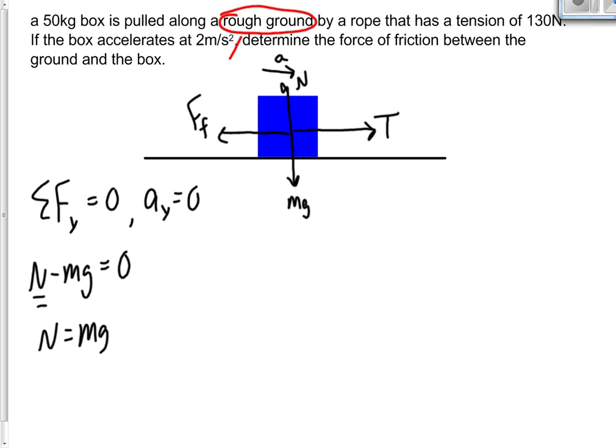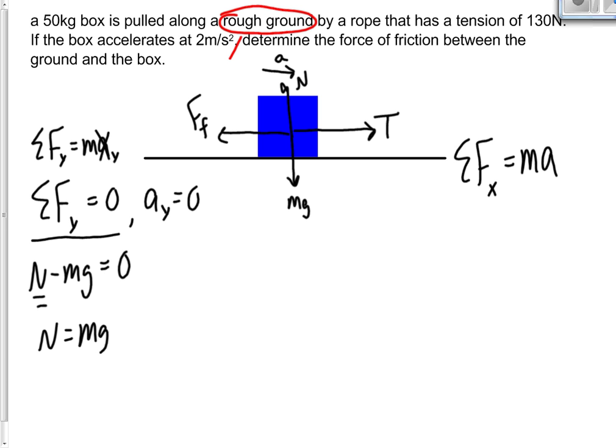So if we go over to the other side, we can say that the sum of the forces in the x direction must equal mass times acceleration. And again, please be aware that when I say the sum of the forces in the y direction are equal to 0, I am still saying that the sum of the forces in the y direction are equal to ma in the y direction. It's just that there is no acceleration in the y direction, so it equals 0. So we're not really creating a new rule, we're just expanding a little bit.